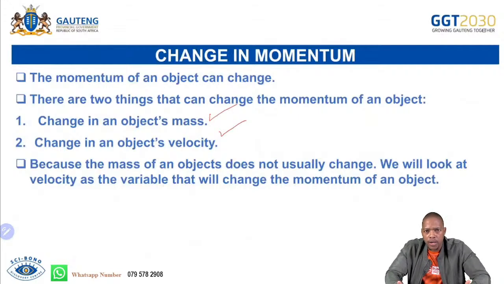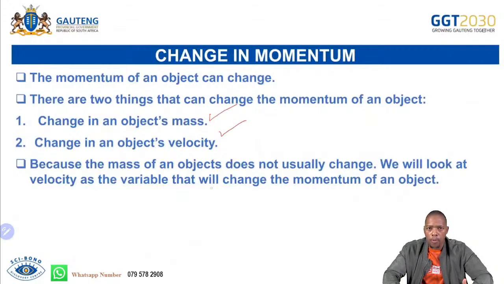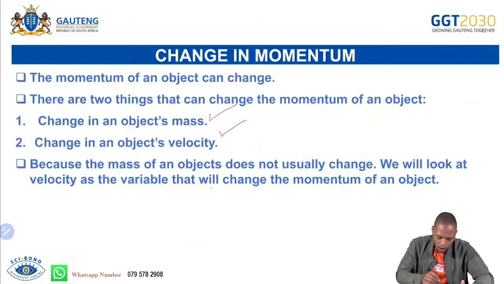But let's think about it. Think about yourself, maybe running. If you run and then you increase your speed, your velocity, your momentum is going to change, right? But what are the odds of your mass changing within the same run? They are highly unlikely, right? It is highly unlikely that the mass of the object will change to cause the change in the momentum, right? So with that being said, when we look at the change in momentum, for our scope, grade 12 technical science, we are only going to be looking at the change in velocity.